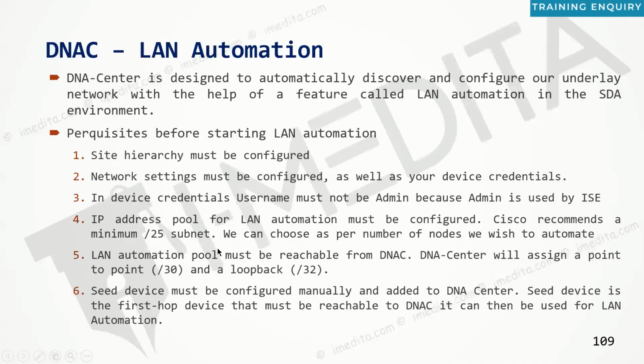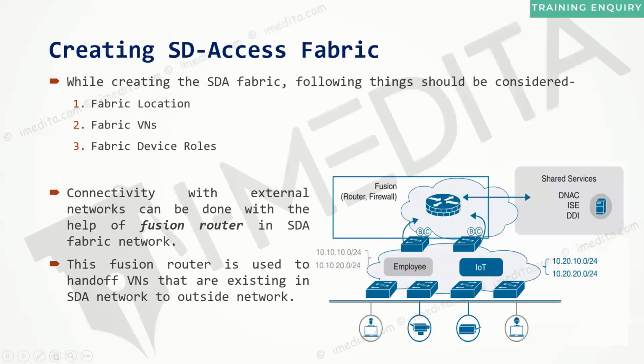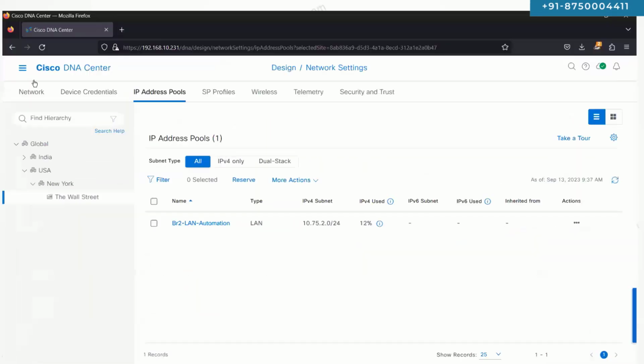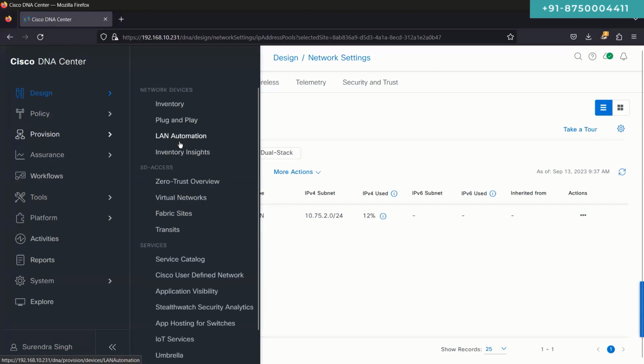How does this begin? Once we have made sure that all the prerequisites are okay, then we will go to the menu, provision. Now this is from the old UI point of view. Earlier we used to go to the menu, then provision, then inventory, then global, action, provision, LAN automation. In older DNA Center versions, this was the workflow. But now they have just given LAN automation right under provision, outside.